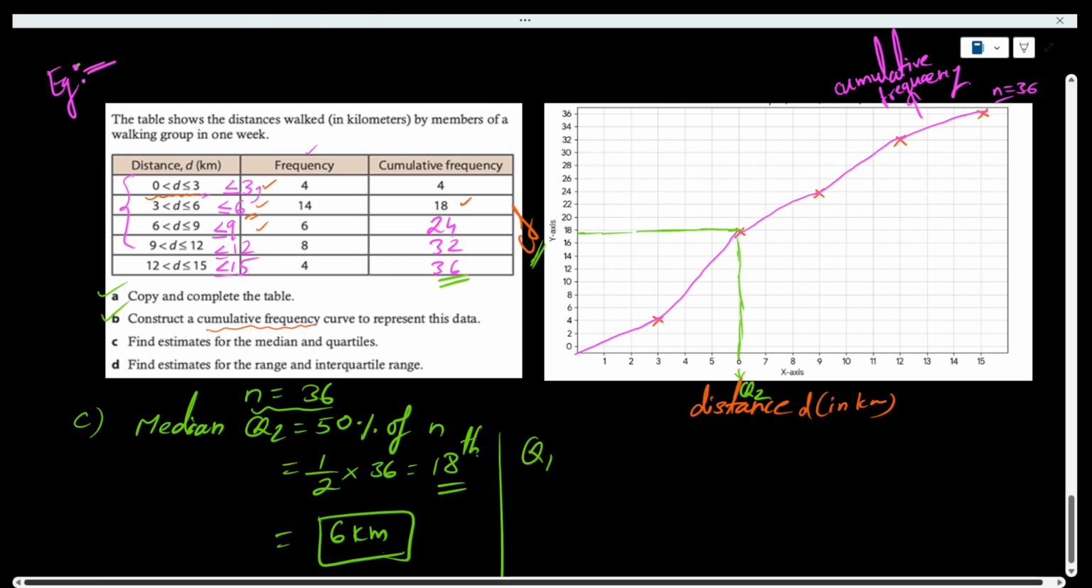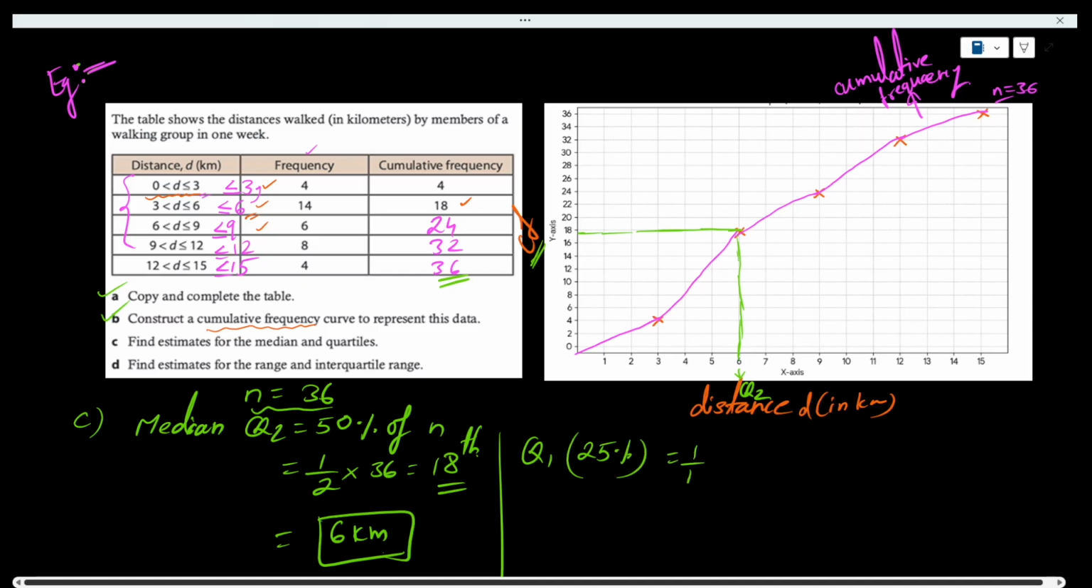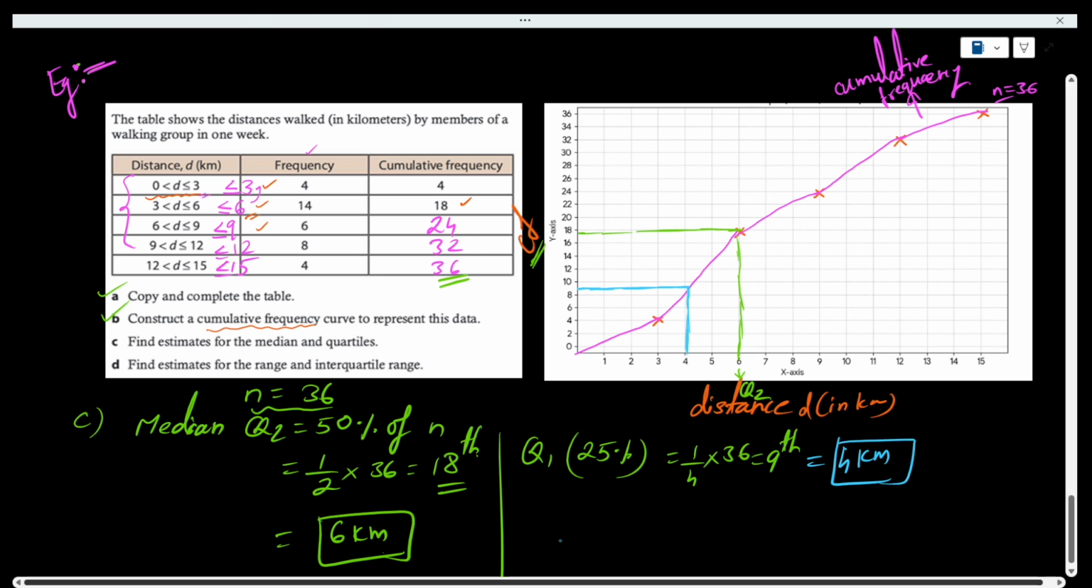If I'm talking about Q1, which is the lower quartile, which is the 25th percentile, you can take it as 1/4 of 36. That means here it is going to be the ninth value. So the ninth value is going to be here. If I'm taking it on the graph, the ninth value will be between 8 to 10 here. You will draw the line. So you are using this cumulative graph here to get the value, right? So here if you see, approximately it is 4 kilometers. So your lower quartile is going to be 4 kilometers.